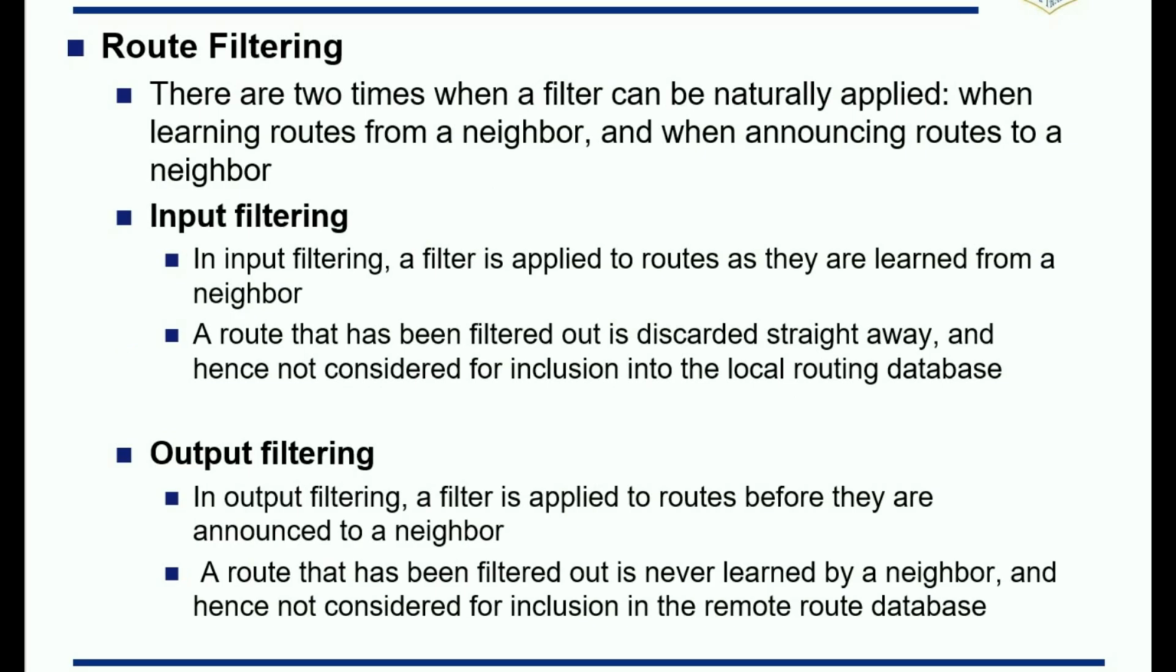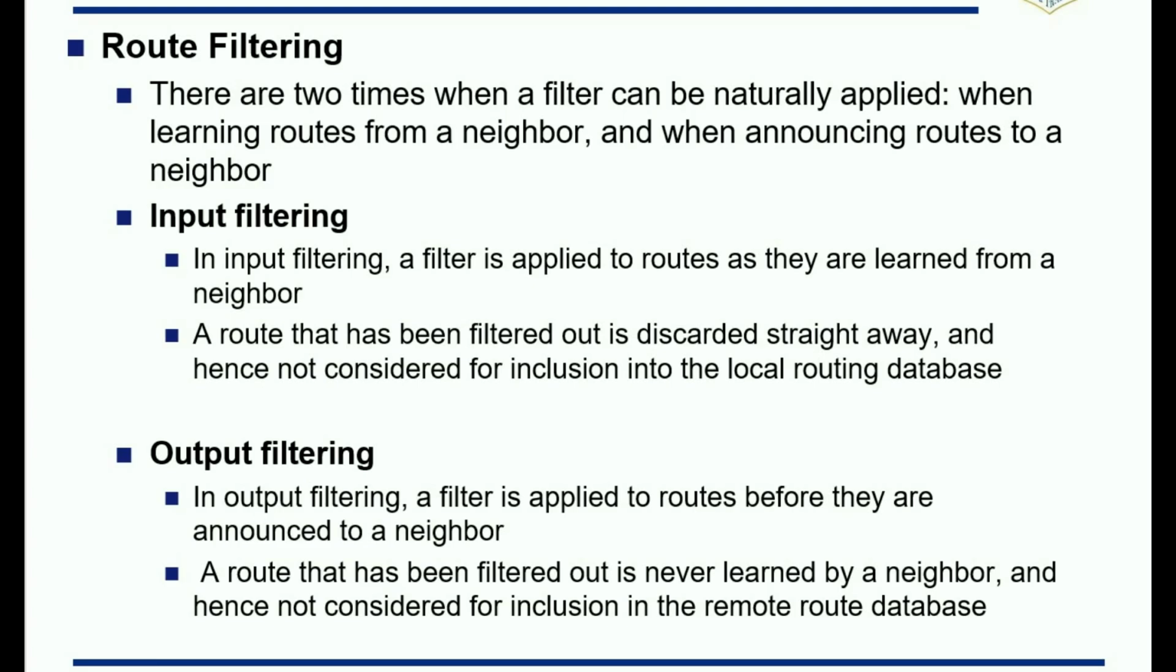Now, there are two types of filtering: input filtering and output filtering. This is where, as the previous slide said, you can either know about that route in your routing table and not advertise it to your neighbor, or you can not know about it at all. Not knowing about it at all is input filtering. With input filtering, a filter is applied to routes as they are learned from a neighbor. A route that has been filtered out is discarded straight away, hence not considered for inclusion into the local routing database.